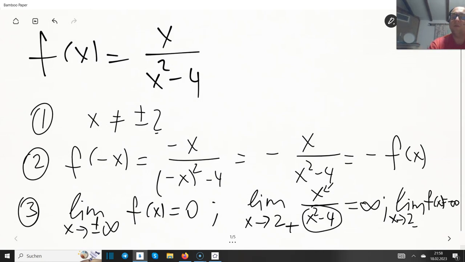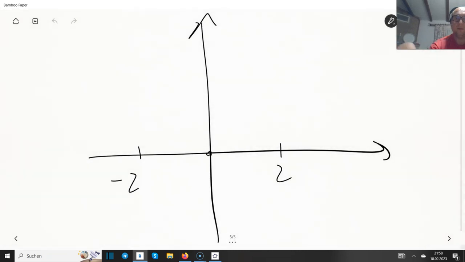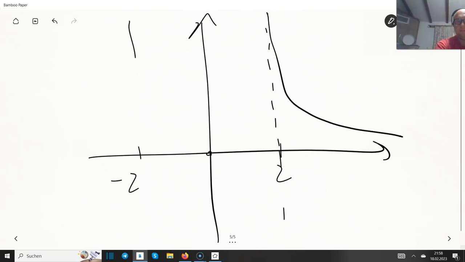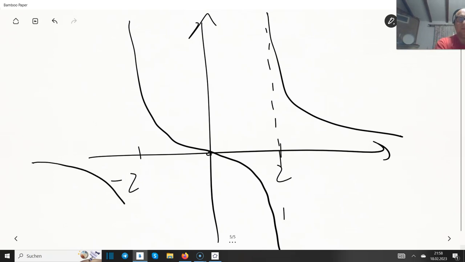If we are approaching 2 from the right-hand side, we're going to plus infinity, from the left-hand side, minus infinity. So, plus infinity here, minus infinity there. Because of the symmetry, it must be like here. And am I right? I think so. And here I must go like this because of the symmetry as well. I think I'm done now.